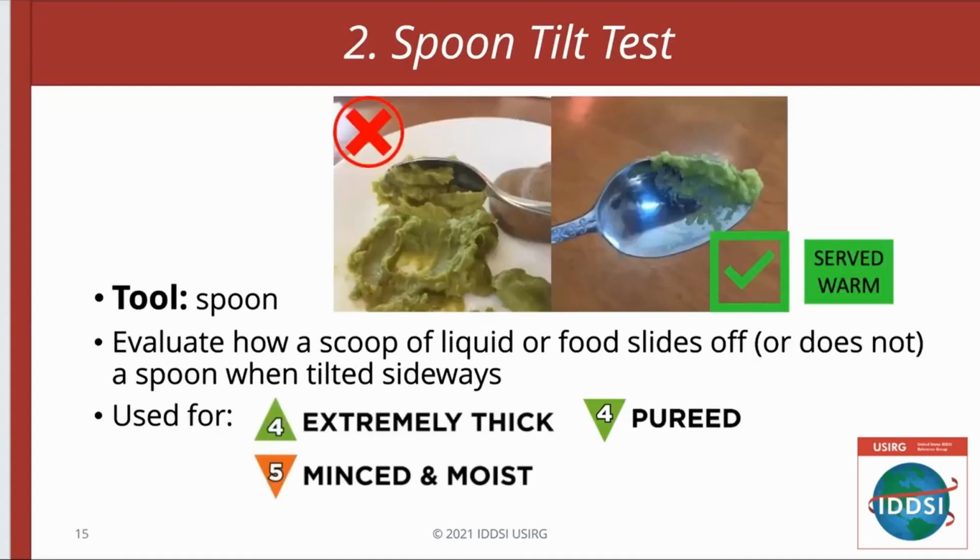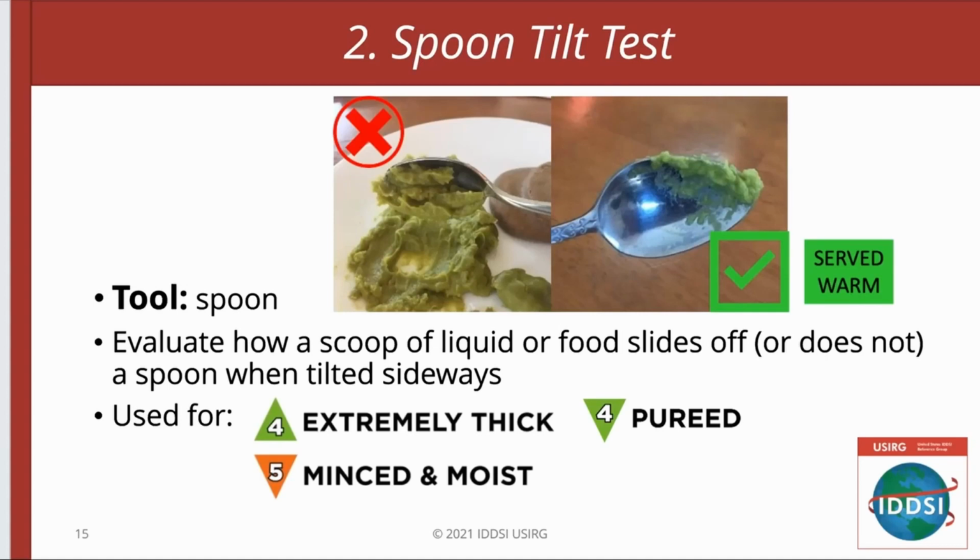We are now moving to the topic of soft, as well as when a food is smooth and moist enough to easily swallow. IDDSI's spoon tilt test is very important to make sure a food is not too dry and sticky. Some people with dysphagia have difficulty moving foods through their mouth, throat, and food tube or esophagus without getting food stuck or leaving residue after they swallowed. The tool used is a spoon. Scoop up the sample of extremely thick liquid or food, such as minced and moist or pureed, and evaluate how it slides off or does not slide off the spoon.